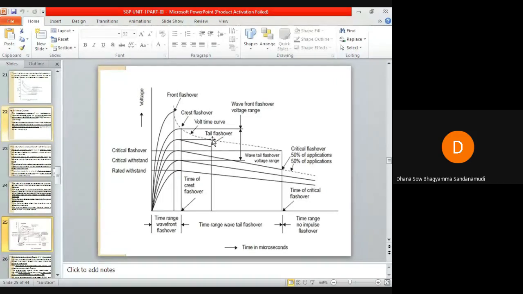Of course, from the tail flashover point, you have drawn a vertical line. From the peak of the same waveform, you have drawn a horizontal line. They both are meeting at some point. So join this dotted line up to this point.